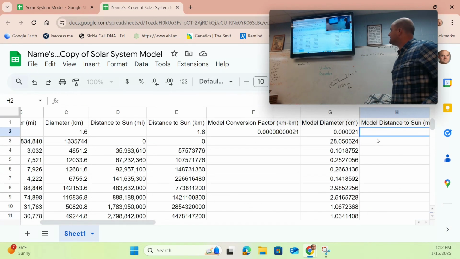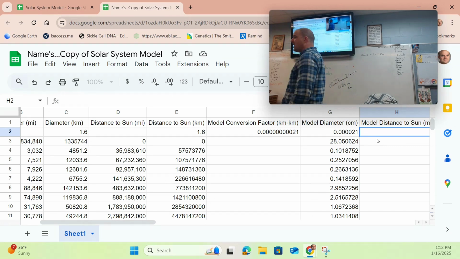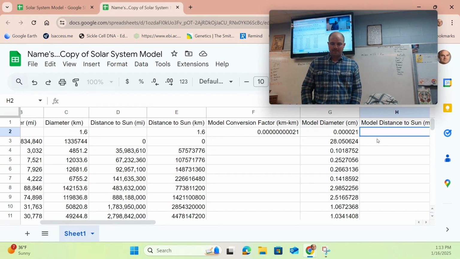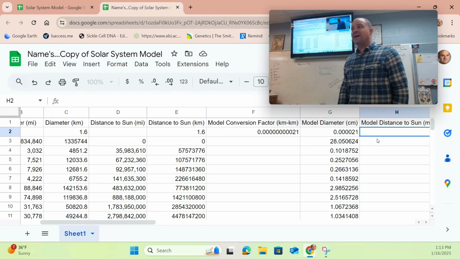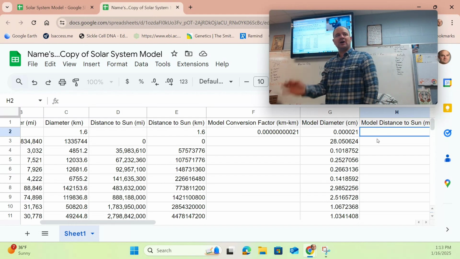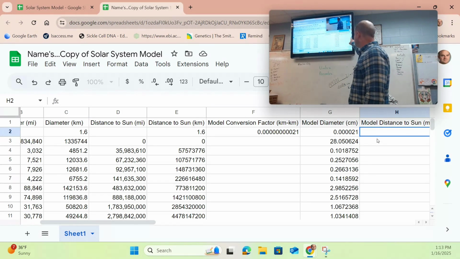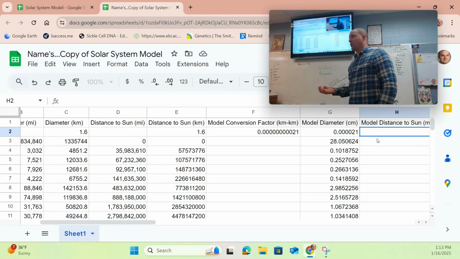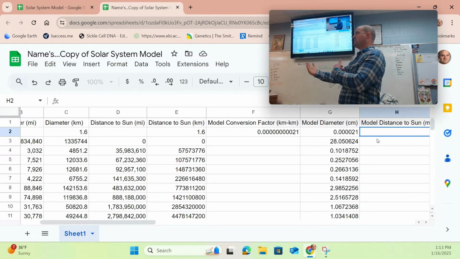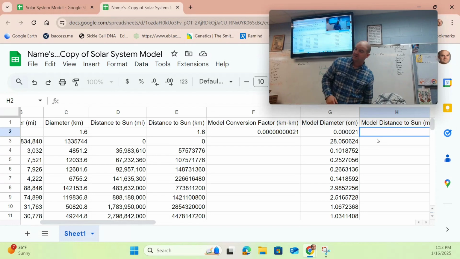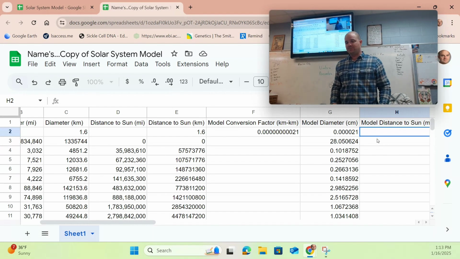We are now at the last column. Okay? We again need to customize our conversion factor. Notice at the top it says model distance to sun. I want this in meters because that's the most appropriate, and you'll see why when we get to measuring these out. I want it in meters.